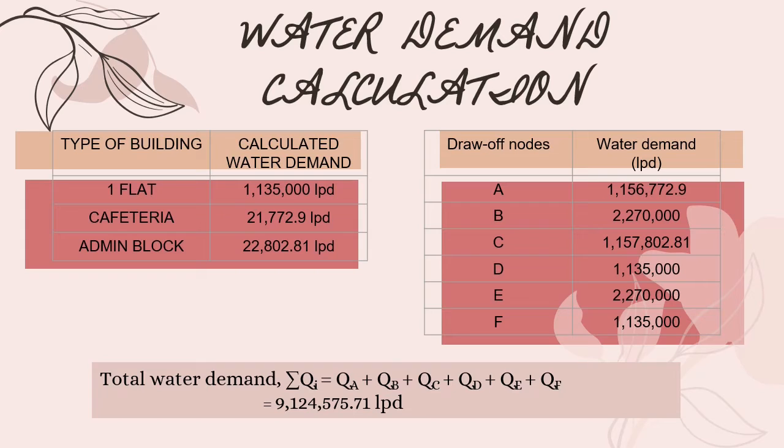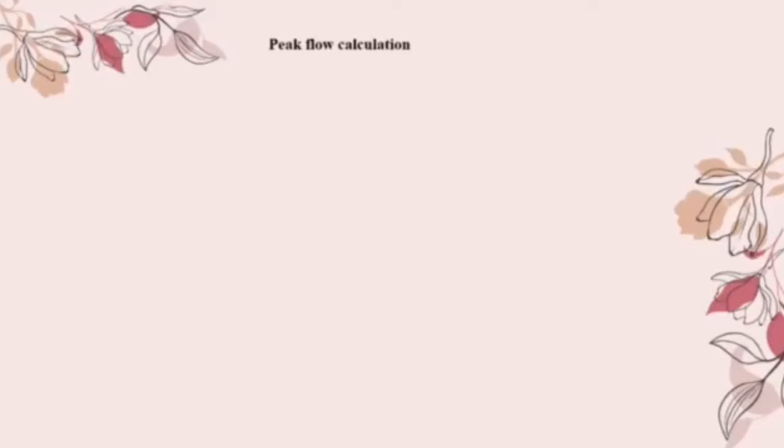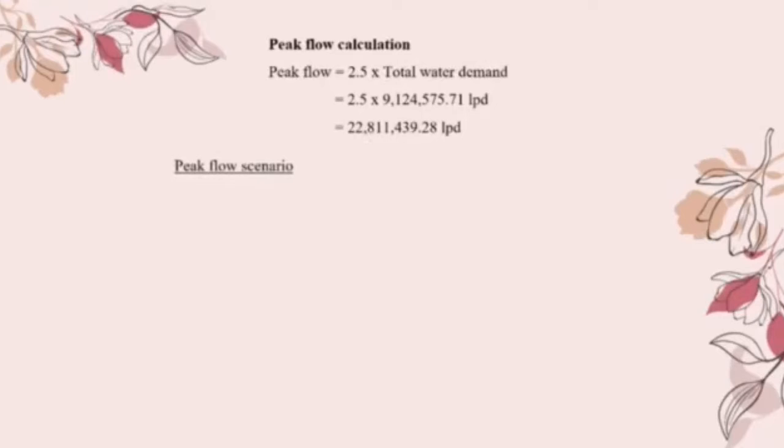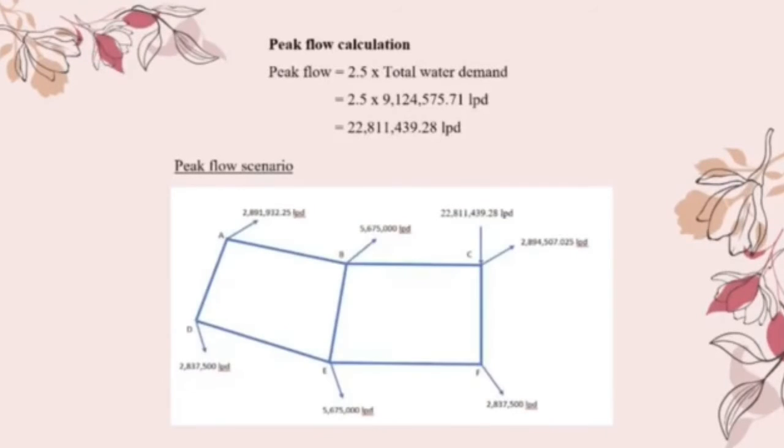To get the total water demand, we need to total up the water demand at every drop-off point, which we get 9,124,575.71 litres per day. Now we are going to calculate the peak flow and firefighting flow. First, we are going to calculate the peak flow. For the peak flow calculation, we need to multiply by 2.5 for the total water demand and also for each node. Then, we can label all the values calculated in the peak flow scenario like this.